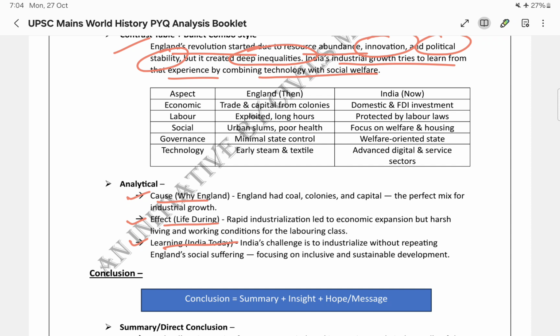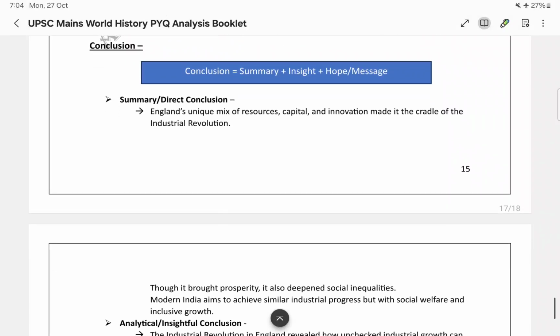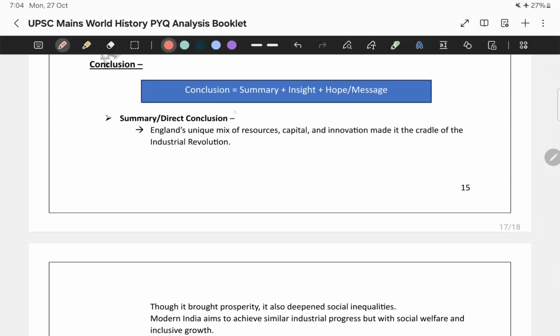So we are done with the introduction part. We are done with the body part. Now let's wrap it up. So here are the 5 ways how we can conclude your answer. What does conclusion exactly mean? Conclusion is nothing but the summary plus an insight or hope or message that is forward looking.